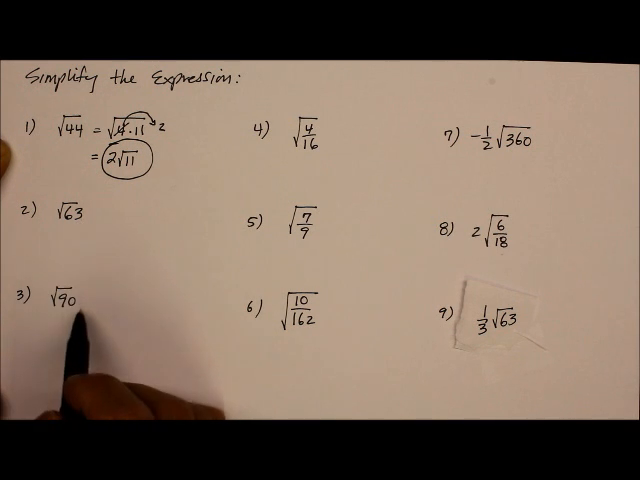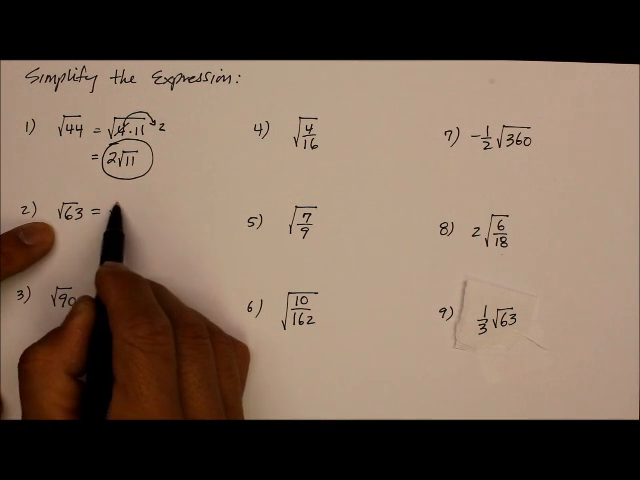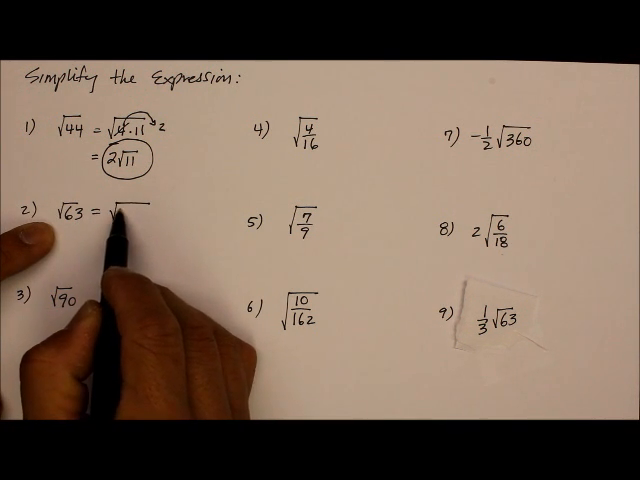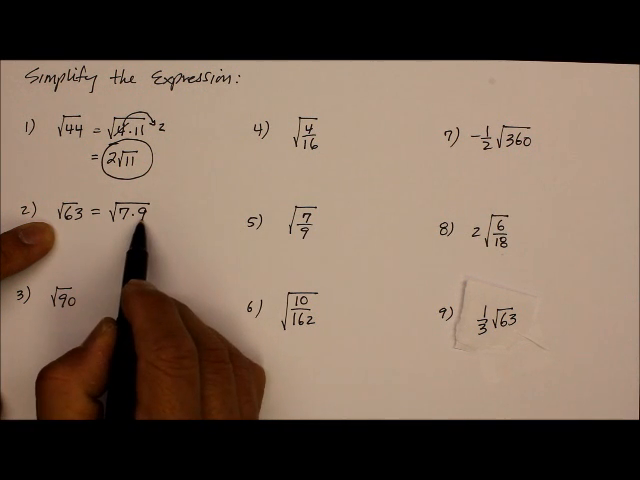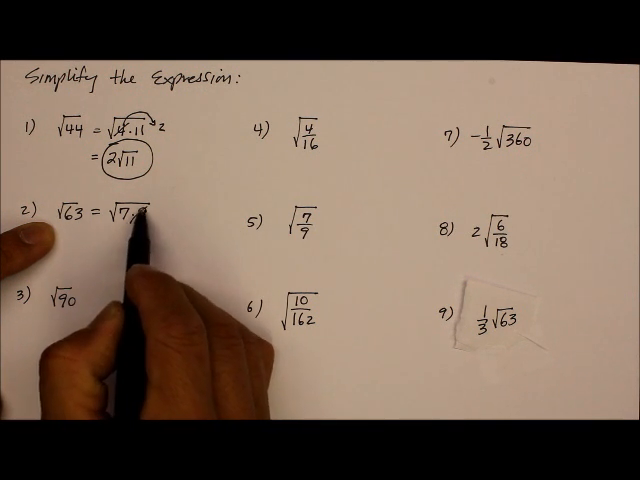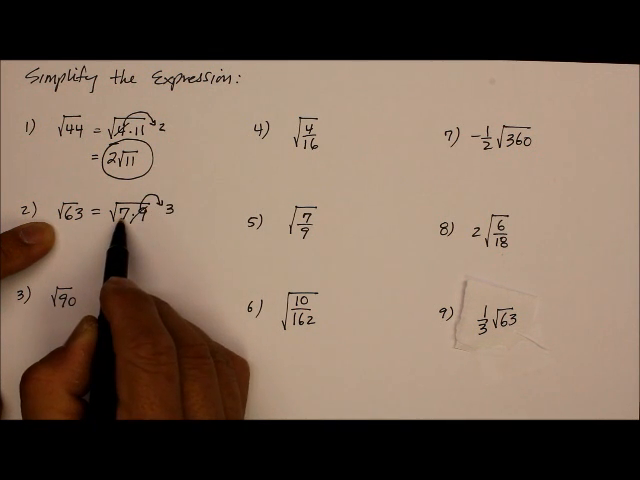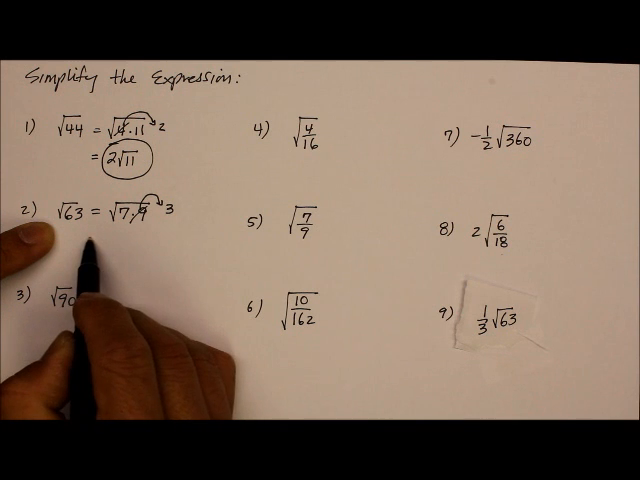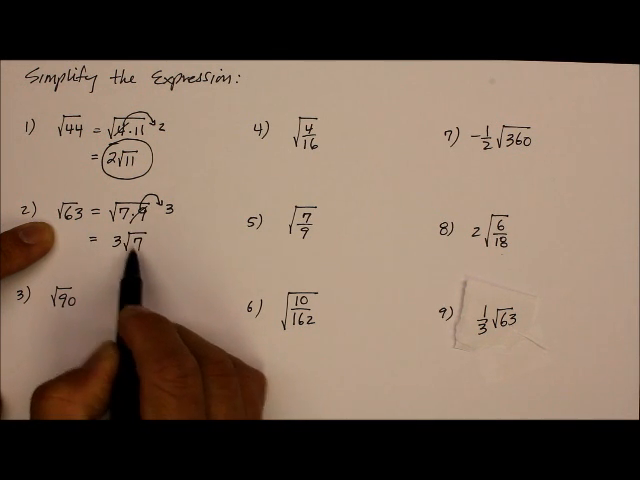Why don't you try number 2 and 3? Okay, so this one you said square root of 63 is square root of 7 times 9. I know what a square root of 9 is. It's 3. So it comes out, whee! 7 is a prime number. It cannot be square rooted. So your final answer becomes 3 square root of 7.